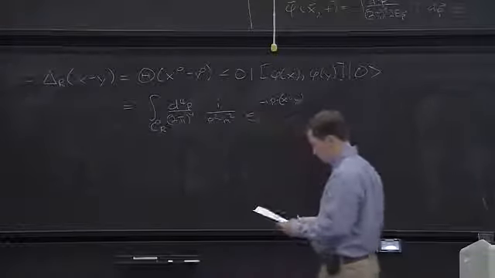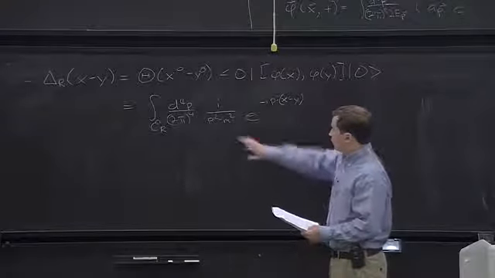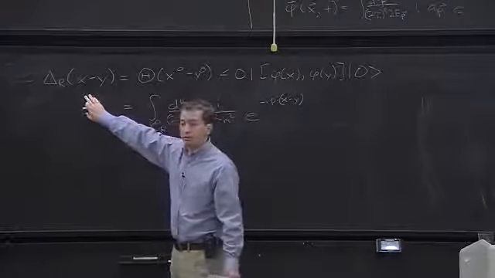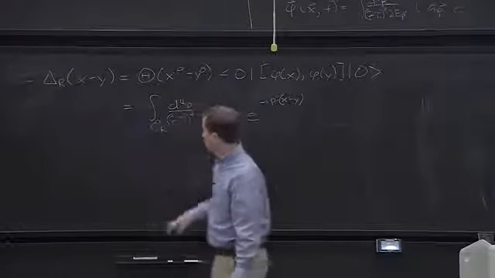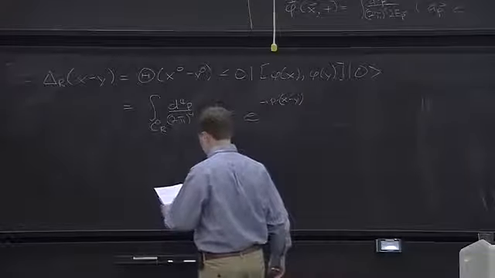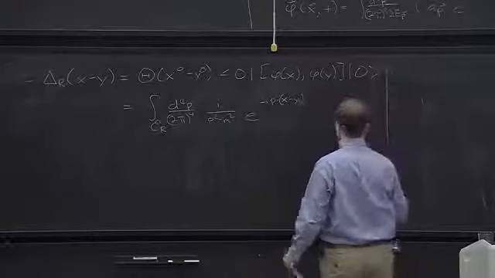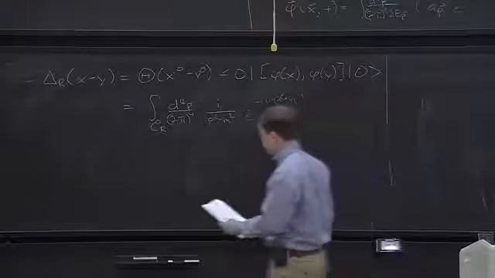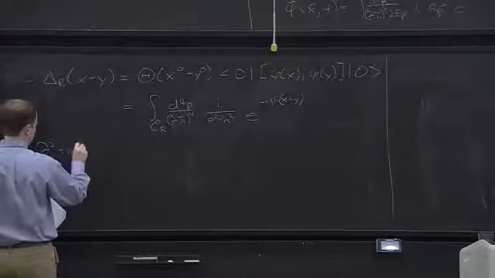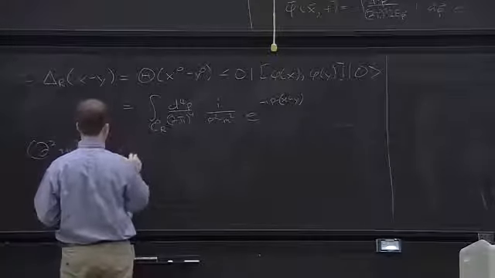Okay, so what does the R stand for? The R stands for retarded. So this is a Green's function for the Klein-Gordon operator. And let me show you that. To see that this is a Green's function, we can just act with the Klein-Gordon operator, D squared plus m squared, on this function.